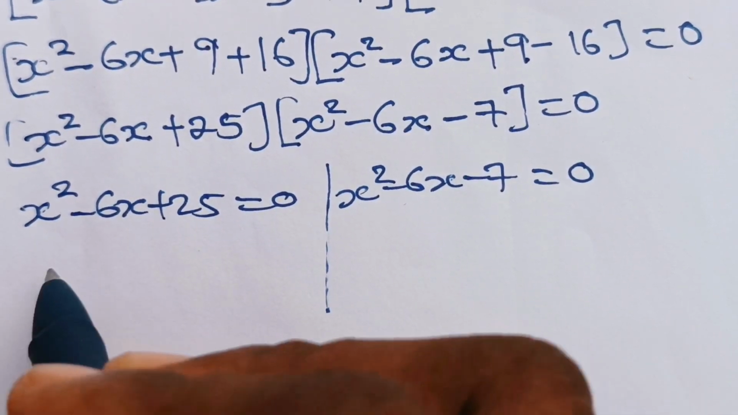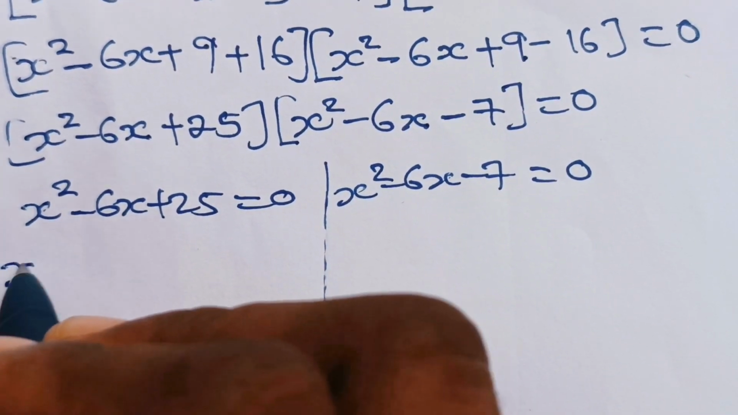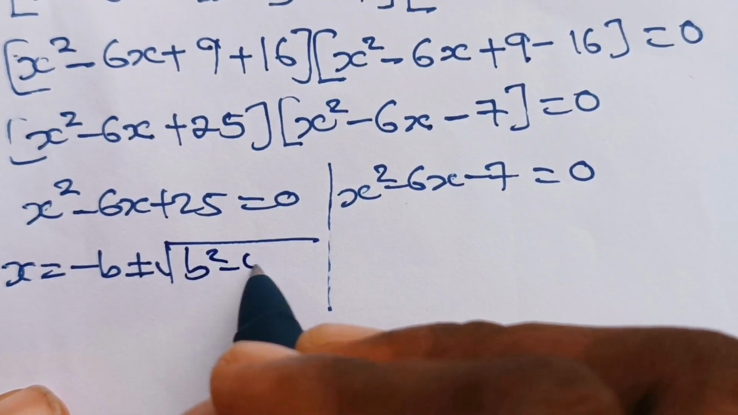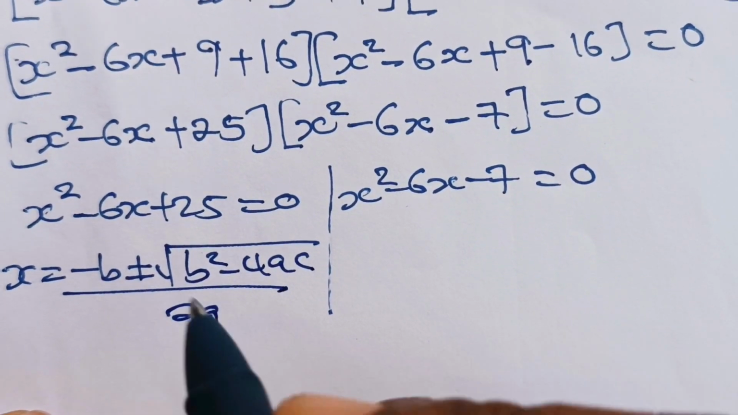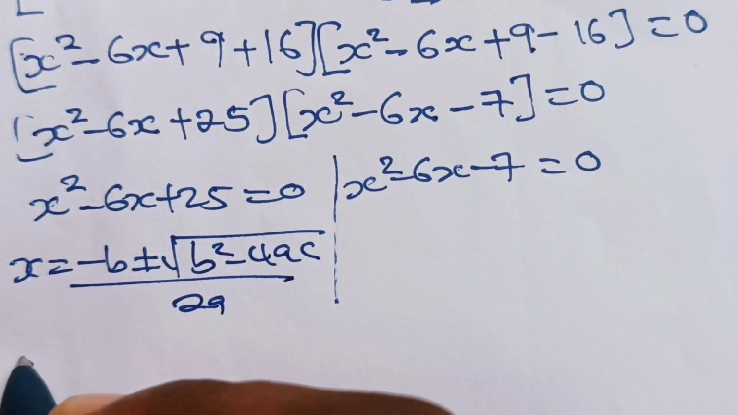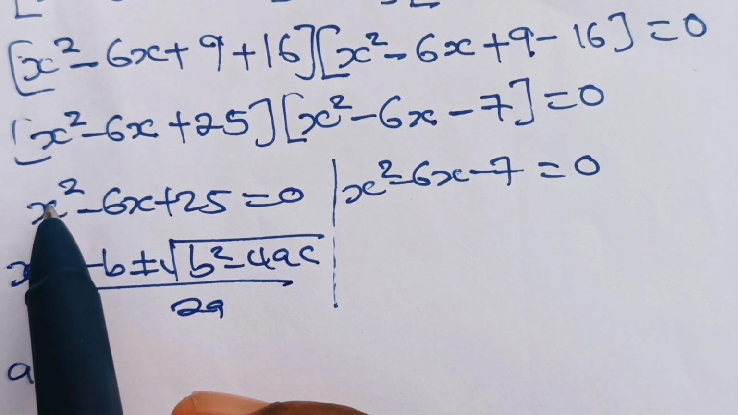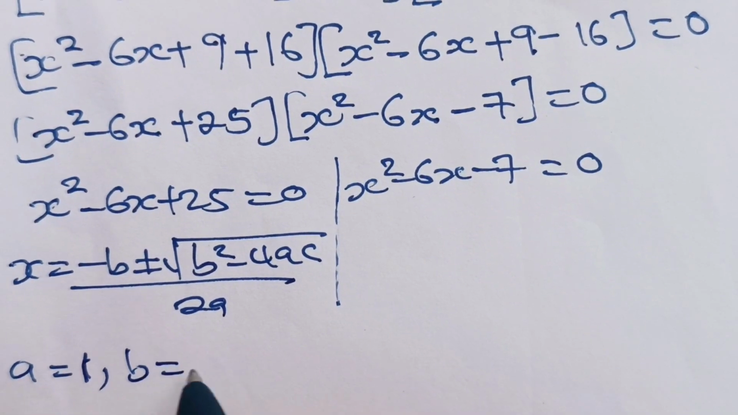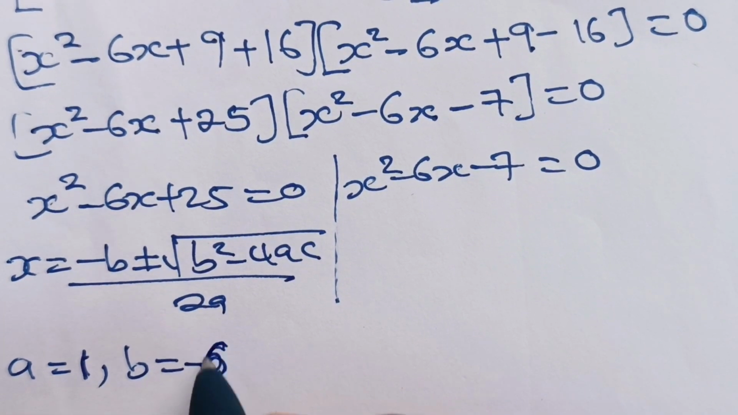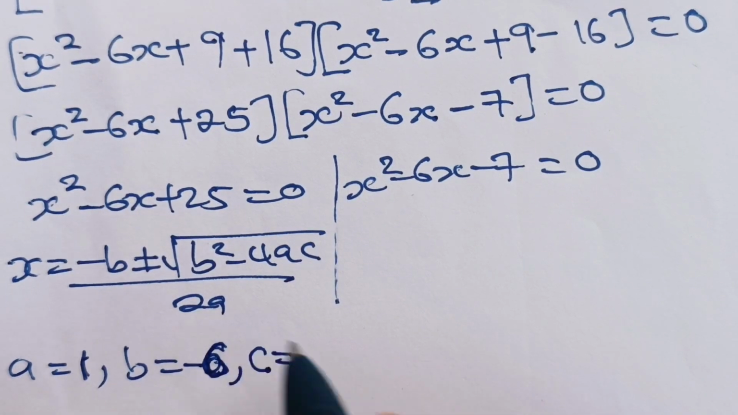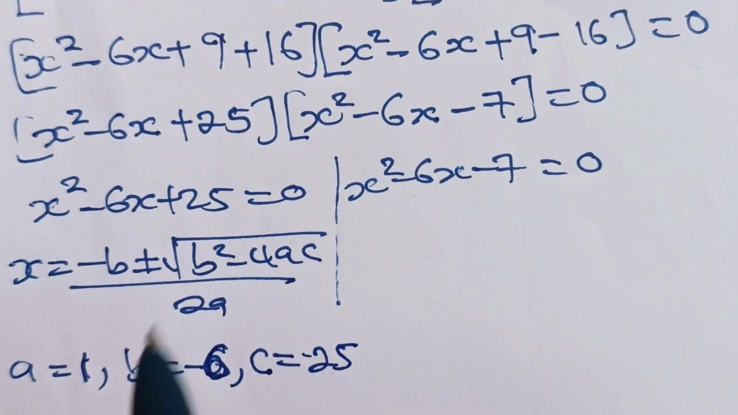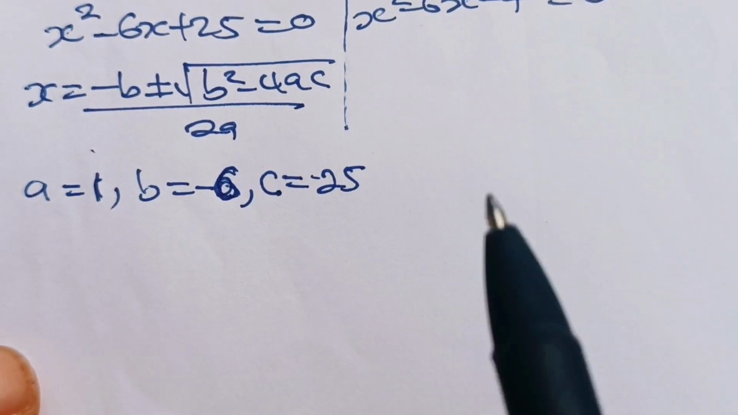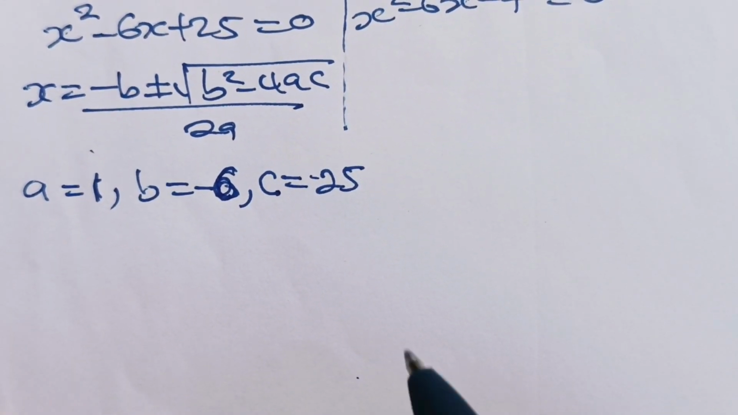So if we do that, the quadratic equation formula says that x is equal to minus b plus or minus the square root of b squared minus 4ac, everything divided by 2a. Now our a is equal to the coefficient of x squared, which is 1. Our b is the coefficient of x, which is minus 6. And our c is what? 25, which is our constant. Now let's substitute it into what we have here. We still come back to this, okay? Remember, we are looking for all the values of x.